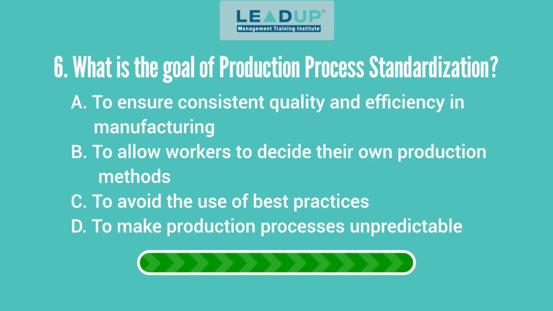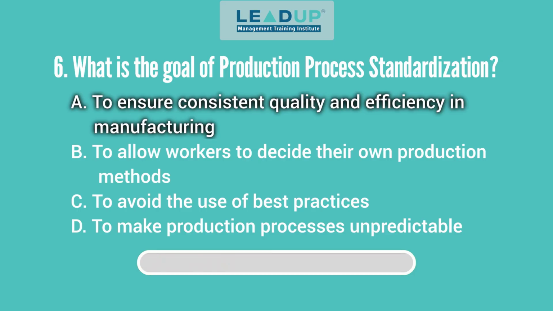Question 6. What is the goal of production process standardization? A. To ensure consistent quality and efficiency in manufacturing. B. To allow workers to decide their own production methods. C. To avoid the use of best practices. And D. To make production processes unpredictable. The answer is to ensure consistent quality and efficiency in manufacturing.